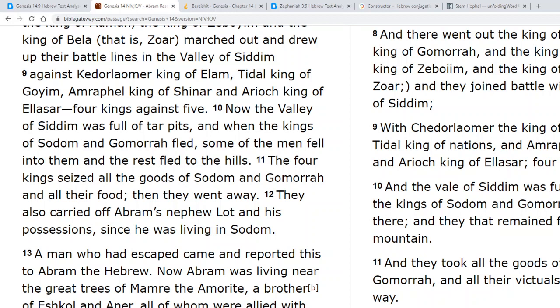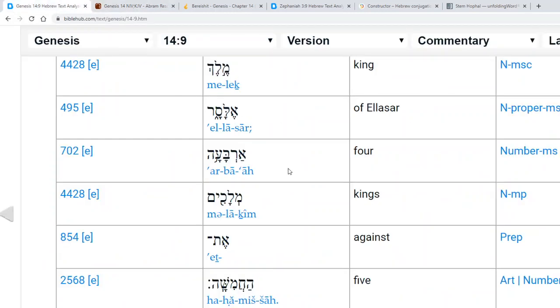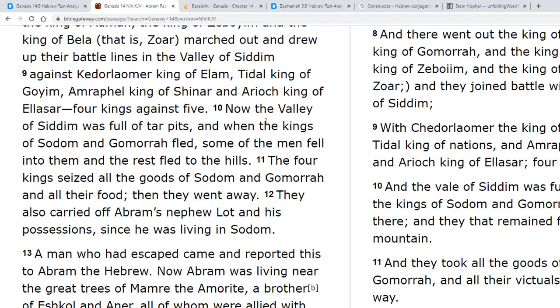And Amrapel, king of Shinar, and Arioch, king of Elasar, 4 kings with 5. Yeah, okay. Although I would probably use kings twice, because does the Bible? No, the Bible only says kings once. Sorry. Against Kedar Laomer, king of Elam, Tidal, king of Goyim, Amrapel, king of Shinar, Arioch, king of Elasar, 4 kings against 5. Okay, sounds good.